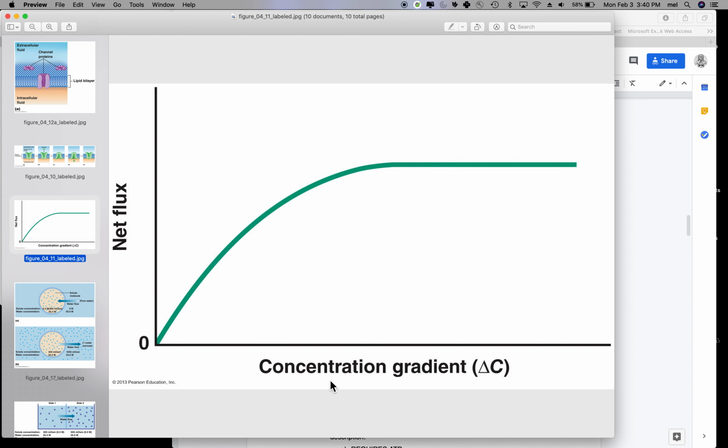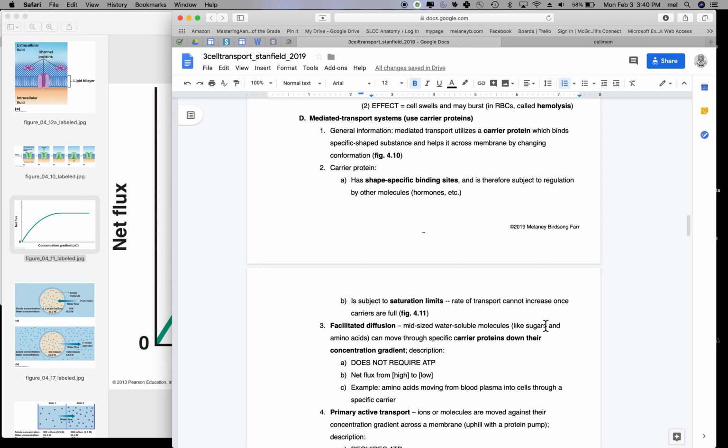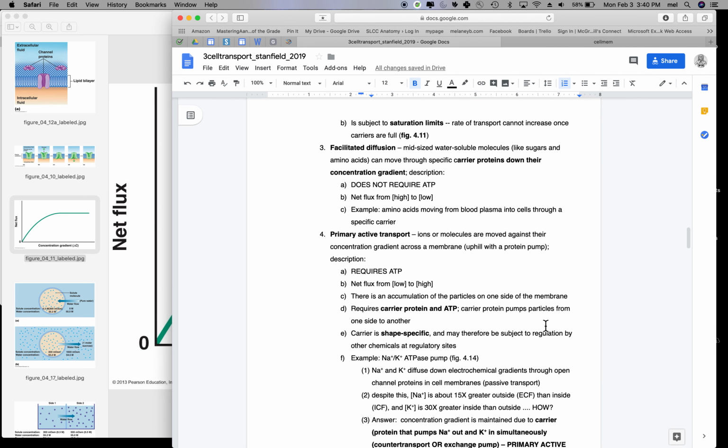So you try your hardest to bring all of the glucose back in, and you do really well until all of your glucose carriers in your kidneys are full or saturated, and then you can't bring any more back in, and you just end up peeing out the rest of it. So subject to saturation limits, and that matters.